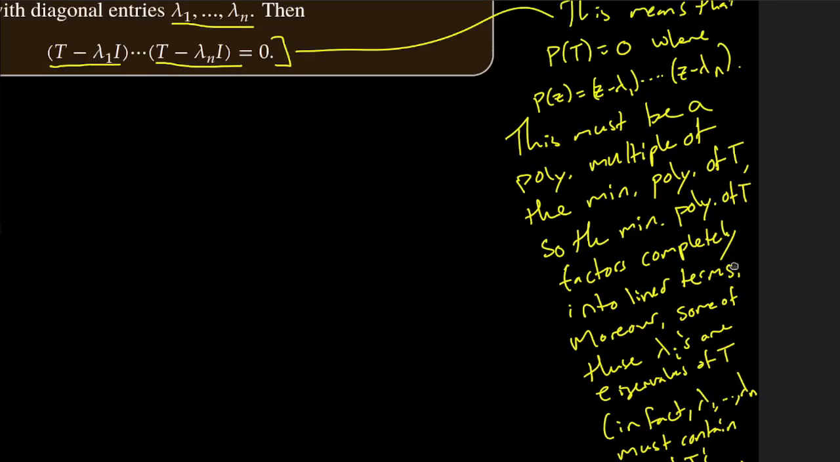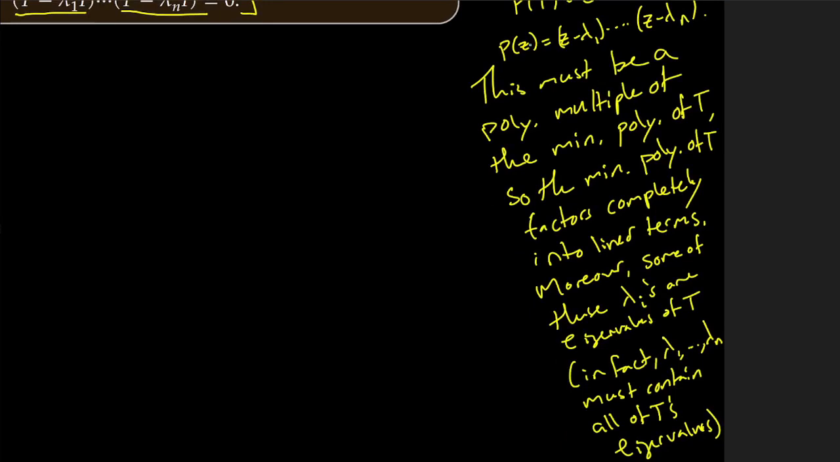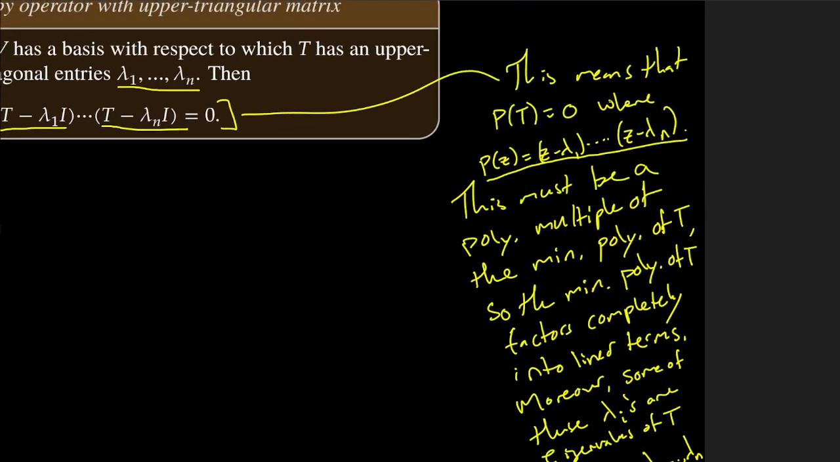Why? Now, here's the gist. If this polynomial is such that P of T is equal to 0, then it's a multiple of the minimal polynomial of T. The zeros of the minimal polynomial are the eigenvalues of T. So if this thing is equal to 0, it doesn't necessarily mean that the minimal polynomial is equal to 0. But it means that the collection of all the zeros of this guy must contain all the zeros of the minimal polynomial. So the list lambda 1 through lambda n must at least contain all of the eigenvalues of T.